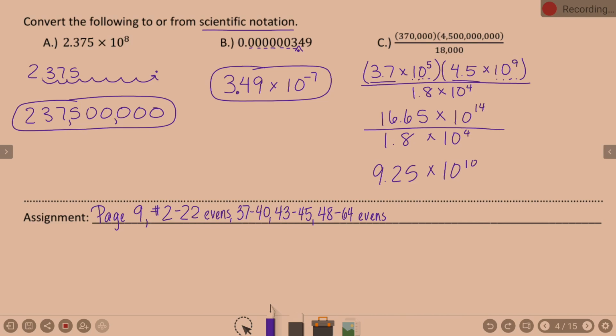Is this in scientific notation? Yes, because 9.25 is a number between 1 and 10. Could we have stopped with 16.65 times 10 to the 14th as a final answer? No, because that 16 makes it not in scientific notation.